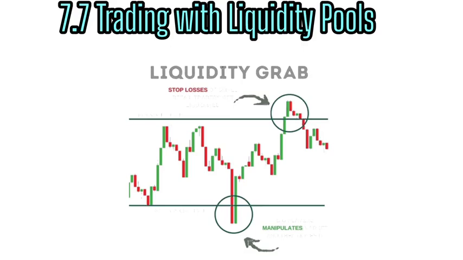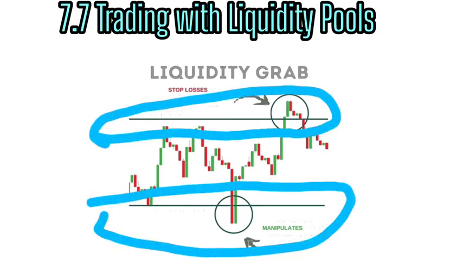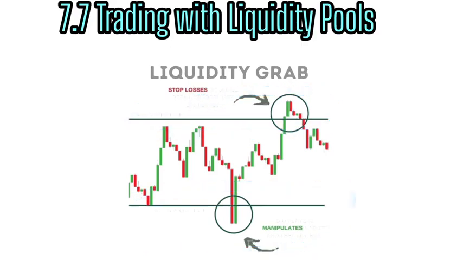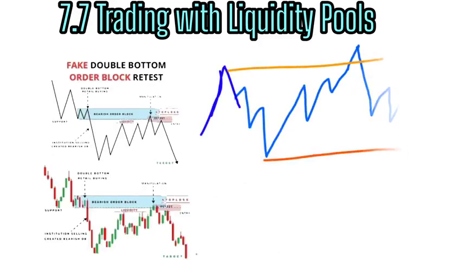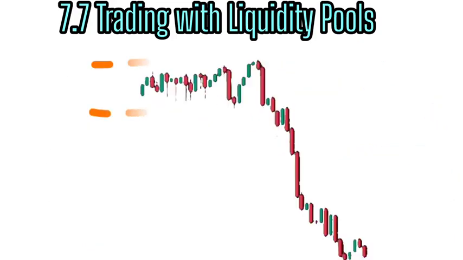7.7, trading with liquidity pools. To leverage liquidity pools effectively, hunt for stop levels. Use stop hunts as entry points for larger moves. Fade the extremes: trade against aggressive liquidity grabs for quick reversals. Align with institutional flow: trade in the direction of large liquidity imbalances. Use psychological levels: monitor round numbers and key levels for hidden pools.